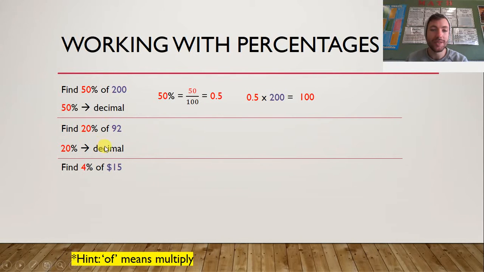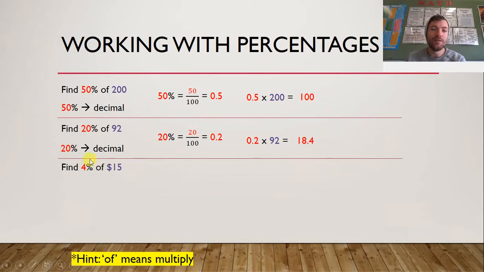So that's that one. Here, find 20% of 92. We're just converting 20% into a decimal. It's going to be 20 over 100, which gives us 0.2. And then we times our decimal by the number we're trying to find. So 0.2 times 92 gives us 18.4. So 20% of 92 gives us 18.4.